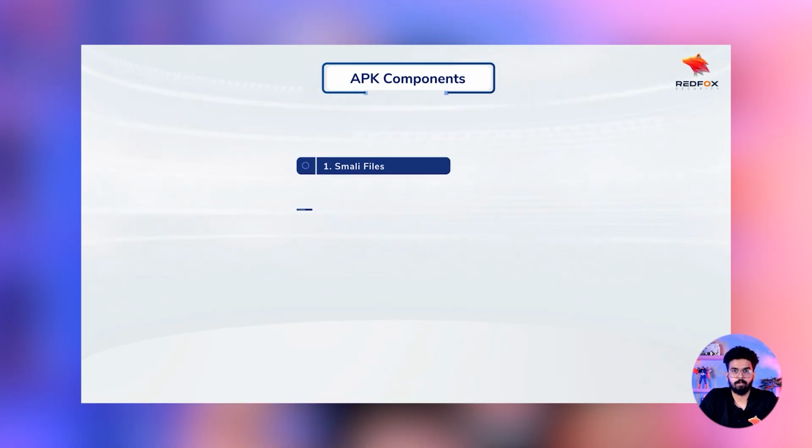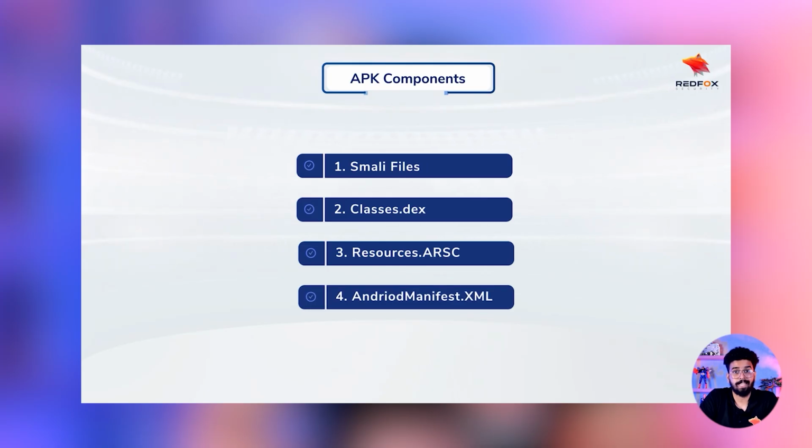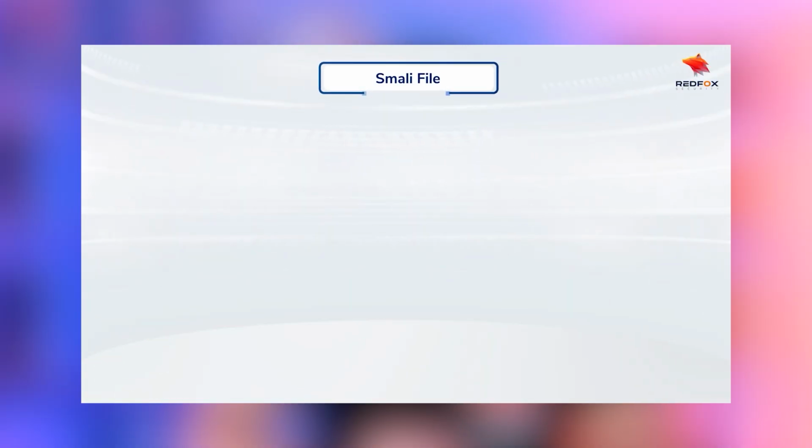APK components. APK files are made up of different components or files, namely smali files, classes.dex, resources.arsc, and AndroidManifest.xml. Smali file.